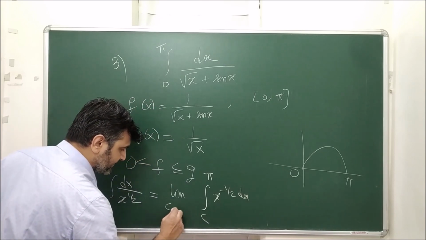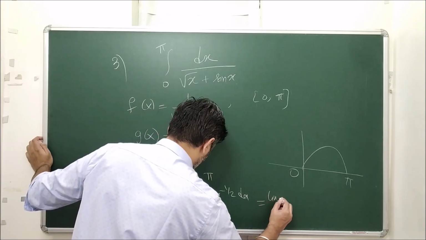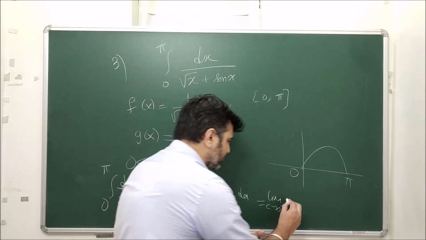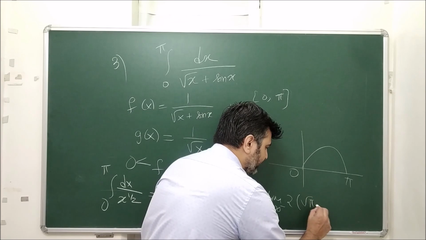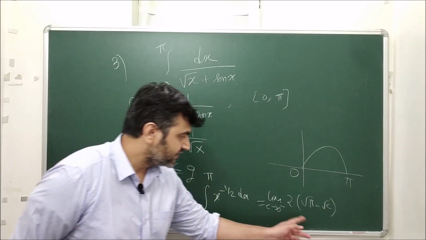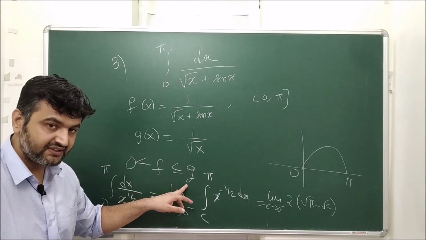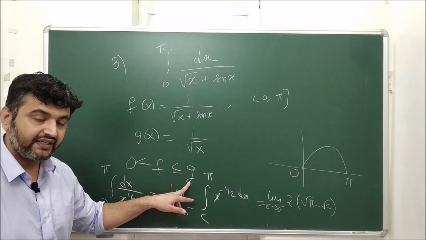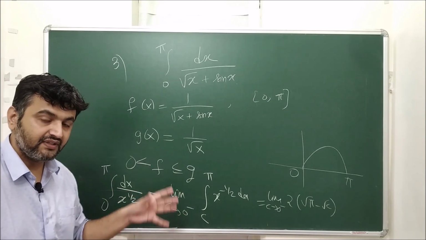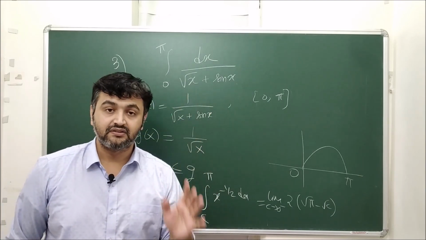So you remove your problematic point and then you take limit c going to 0 plus. What is this? This is 2 root x. Limit c approaching 0 plus of 2 root x, that means 2 root pi minus root c. And as c goes to 0, this is 2 root pi, which is a finite number. So your f is less equal g. Integral of g is finite. Therefore, by direct comparison test, your integral of f is also finite. That means integral of this function is convergent.